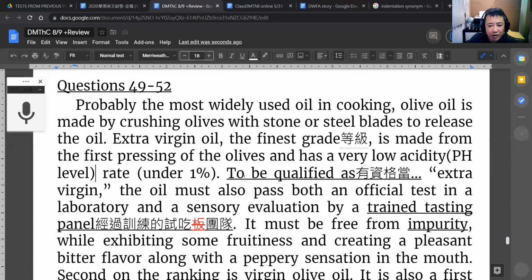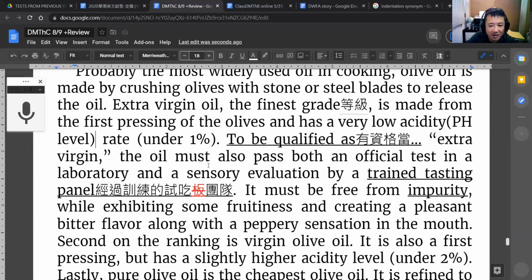All right. To be qualified as extra virgin, 有资格当 extra virgin, the oil must also pass both an official test in a laboratory and a sensory evaluation by a trained tasting panel. Okay, right now, so it has to pass two kinds. It has to pass a sort of a empirical test, like a lab 实验室的 test, okay, with real tests, and it has to pass through another sort of a subjective, 客观的 test, by a trained tasting panel.